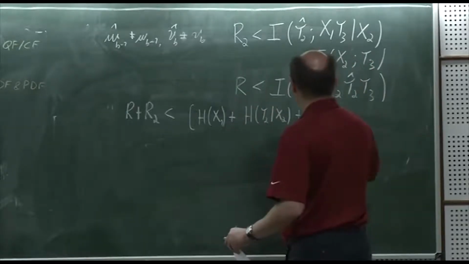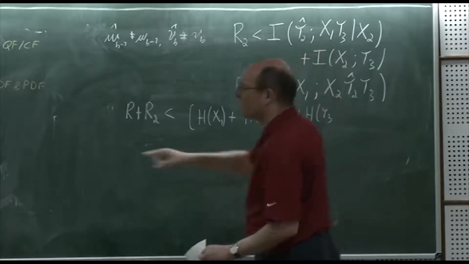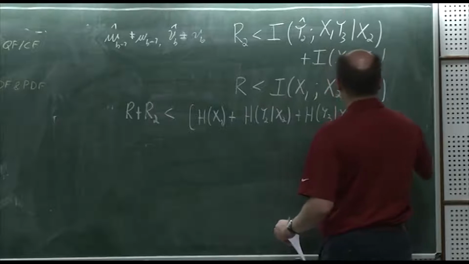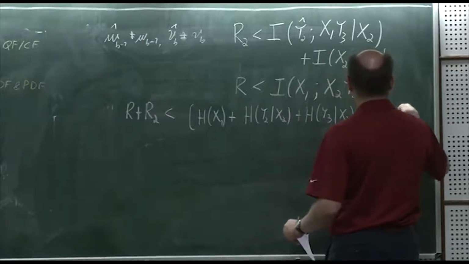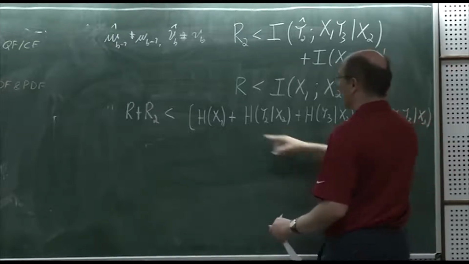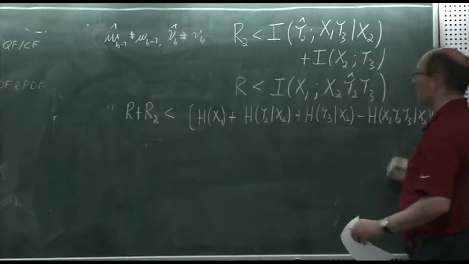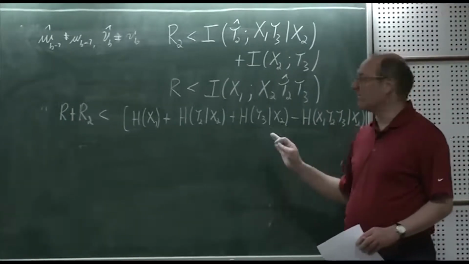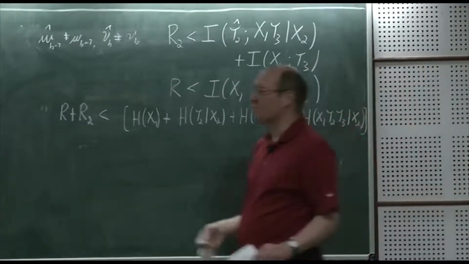Plus h of y3 given x2 minus h of x1, y2, y3 given x2. That's what the answer is. I could have written here given x2. Okay, do you see it? That's why I get this triple. These things are subtle, right? So it's important to remember when you have these tests.